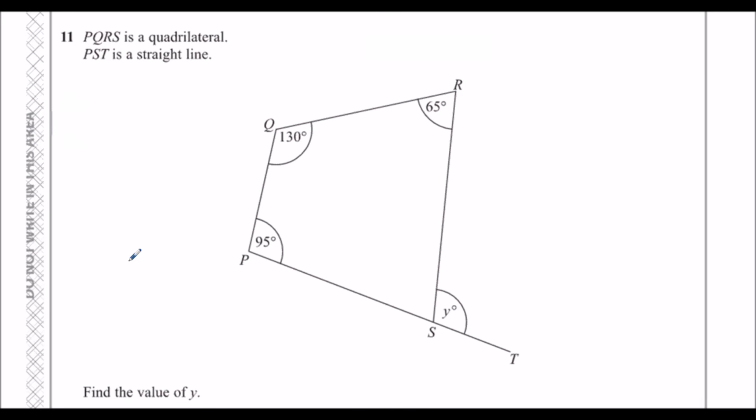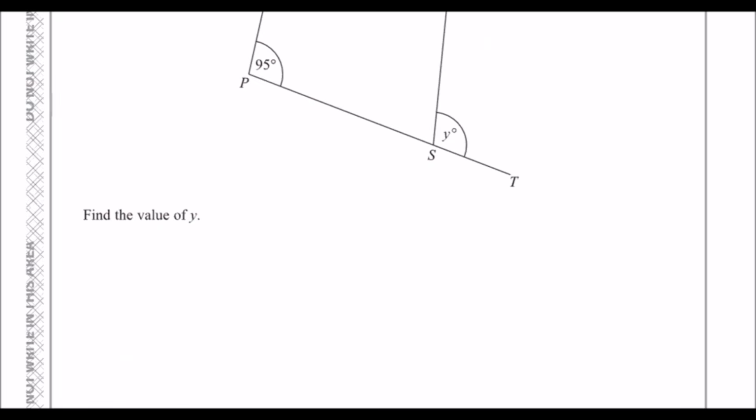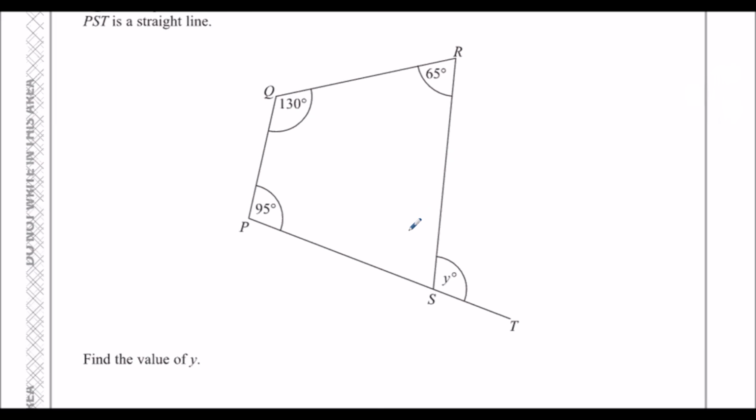Question 11. PQRS is a quadrilateral. PST is a straight line. And we're going to find the value of y. So find this angle here. So angles in a quadrilateral, angles in a four-sided shape, add up to 360 degrees. So we can work out this angle here by doing 360, take away these angles. So 360, take away 130, take away 95, and take away 65 will give us this red angle here.